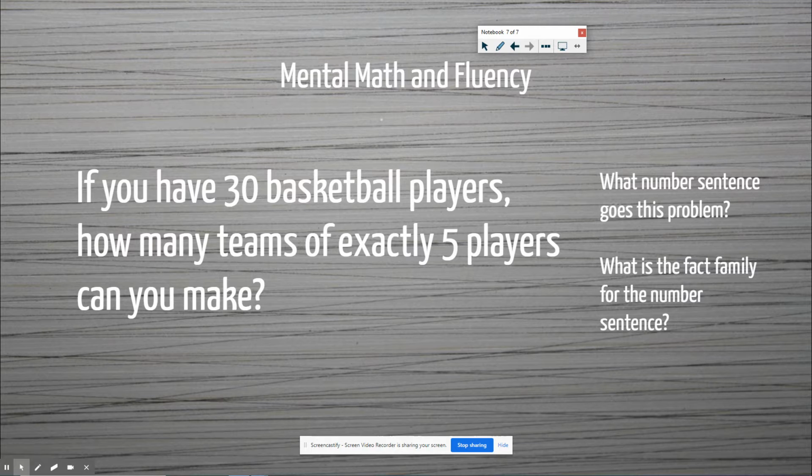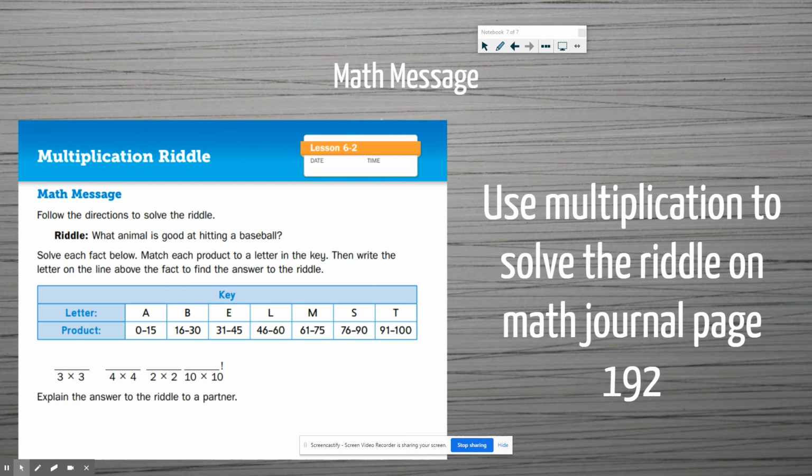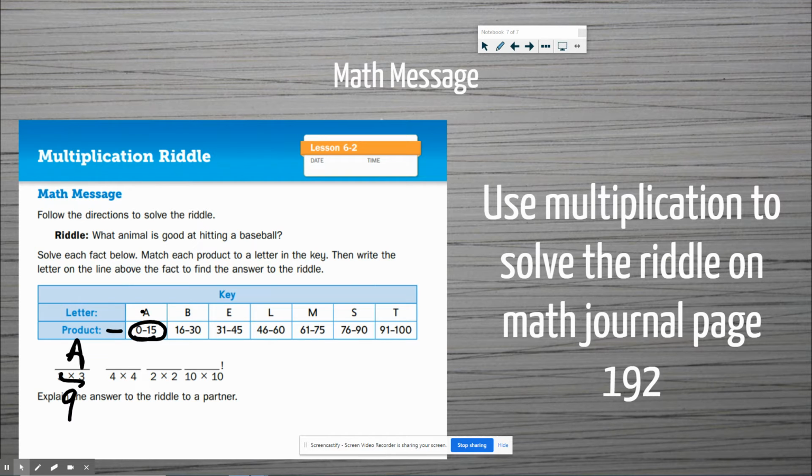All right, so moving on, we're going to use this multiplication chart to solve the riddle. The riddle is, what animal is good at hitting a baseball? So we solve each fact below, and then we match the product to a letter in the key. Then we write the letter on the line above the fact to answer the riddle. So we're looking at 3 times 3. That equals 9. I can look at my product. 9 fits in this category, so we're going to call it A.